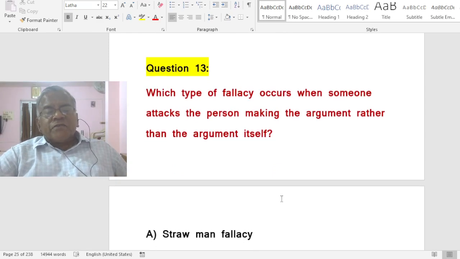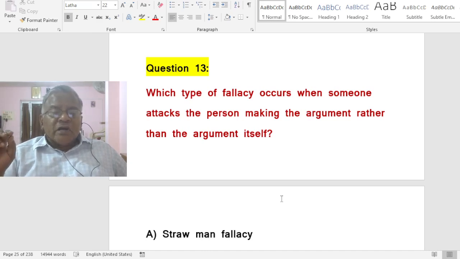Now, which type of fallacy occurs when someone attacks the person making the argument rather than the argument itself?